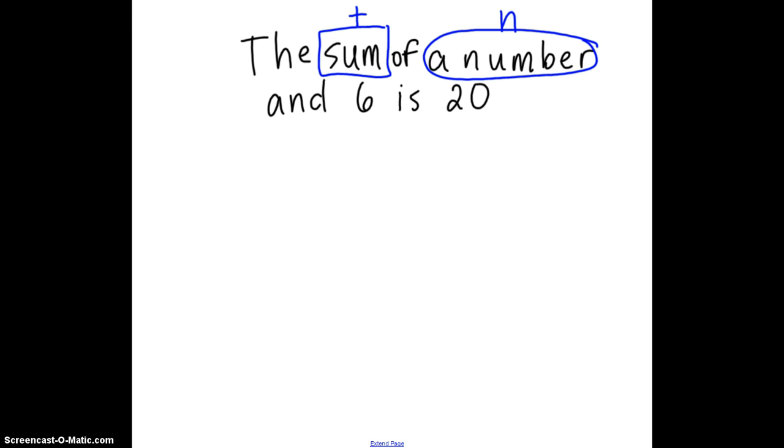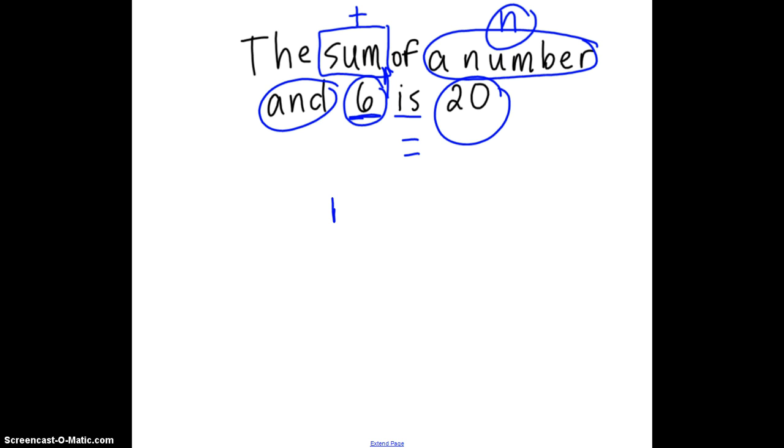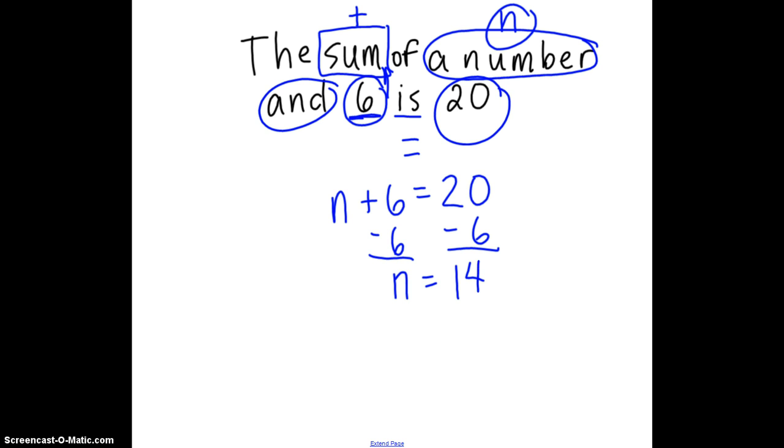So it says the sum of a number and 6 is, well, is equals 20. So I can write an equation that's going to have a number and 6, the sum of that, which would be an addition problem. So n is my number plus 6 is 20. Now I can solve that, of course, by removing 6 from both sides and getting that n is equal to 14. I would check that by substituting the 14 in for n, and 14 plus 6 is 20.